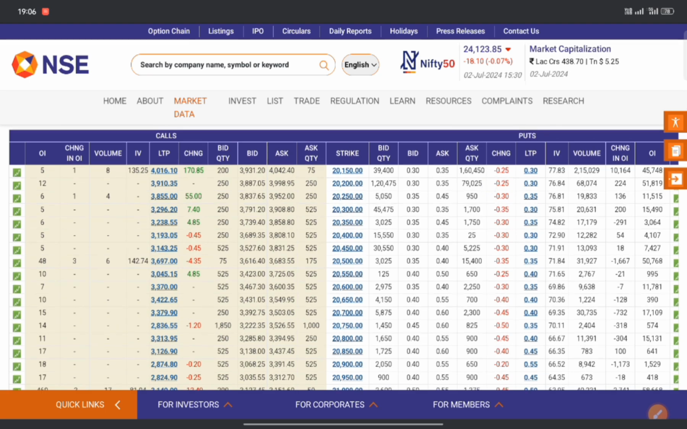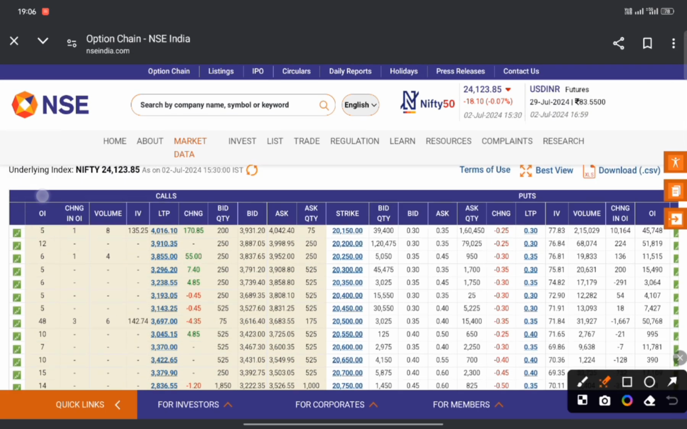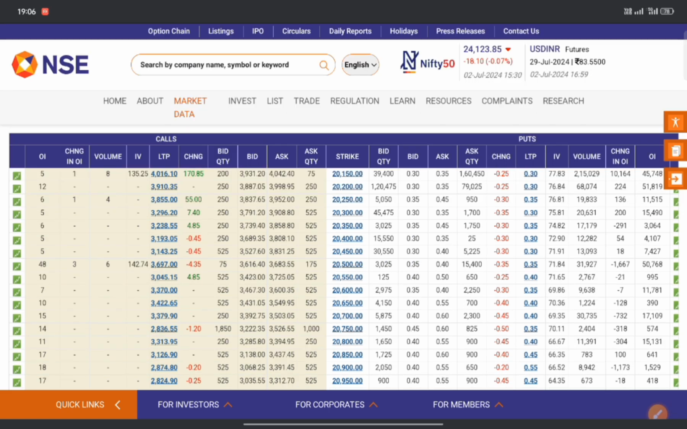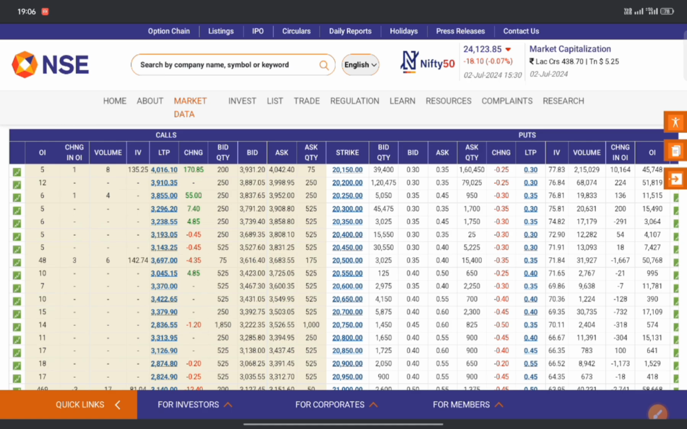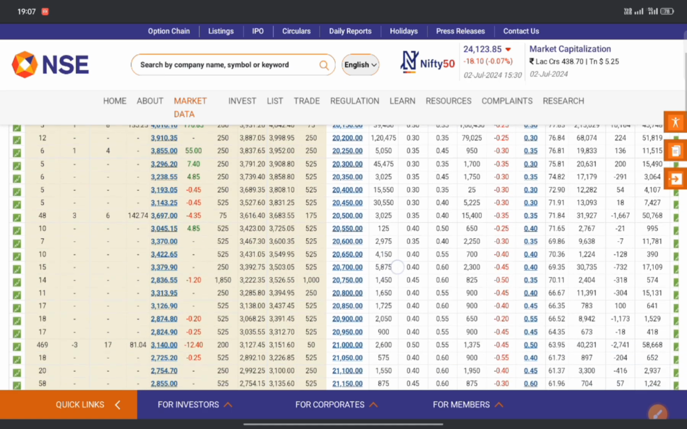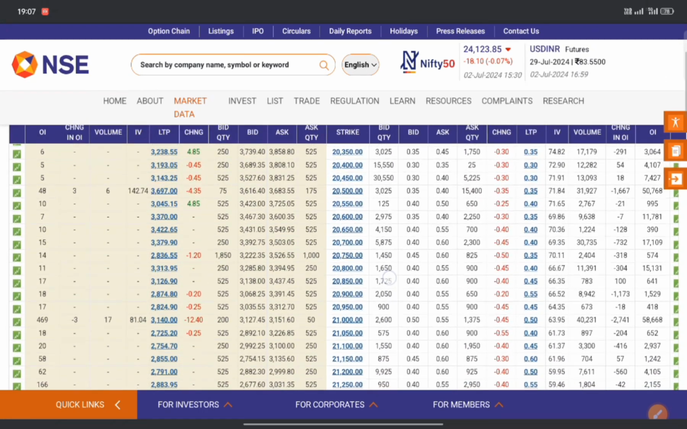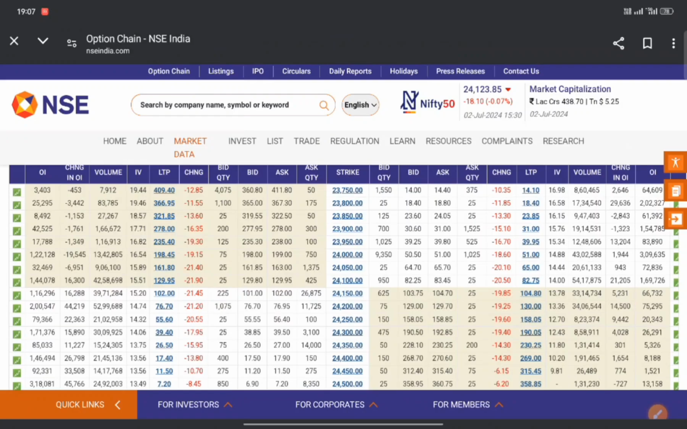Here you can see so many data are available. Here: OI, change in OI, call, put, strike price, ask price, change, LTP, IV, volume. These are the data available in the option chain. Understanding the option chain will help you, as an investor, make correct choices within the market and become a master in the derivative market. And you can book a good profit with the help of option chain data.